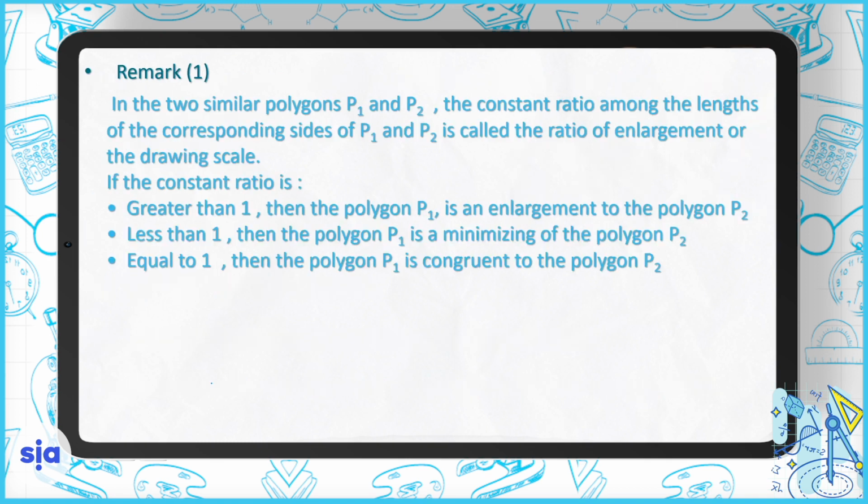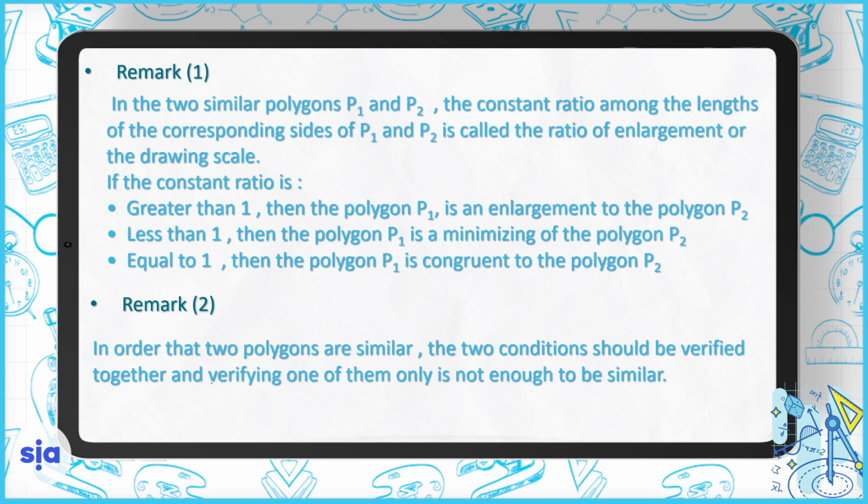Let's go now to remark number 1. In two similar polygons P1 and P2, the constant ratio among the lengths of the corresponding sides of P1 and P2 is called the ratio of enlargement or the drawing scale. If the constant ratio is greater than 1, then the polygon P1 is an enlargement of the polygon P2. If the constant ratio is less than 1, then the polygon P1 is a minimizing of the polygon P2. If the constant ratio is equal to 1, then the polygon P1 is congruent to the polygon P2.